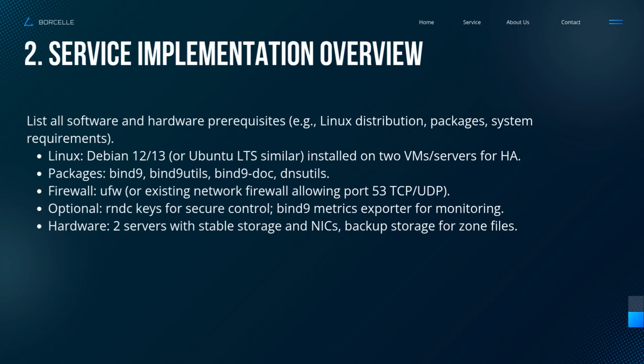Next is list all software and hardware prerequisites such as Linux distribution, package, system requirement. So first is Linux Debian 12 or 13 or Ubuntu LTS or similar for Debian installed on two VMs, one for server and one for client. Next, the package we use is BIND9 utils, BIND9 doc, and DNS utils to allow the DNS configuration. Next is firewall. This is optional, and same goes to BIND Prometheus Exporter for monitoring. And our hardware is two servers with stable storage and NICs, backup storage for zone files.